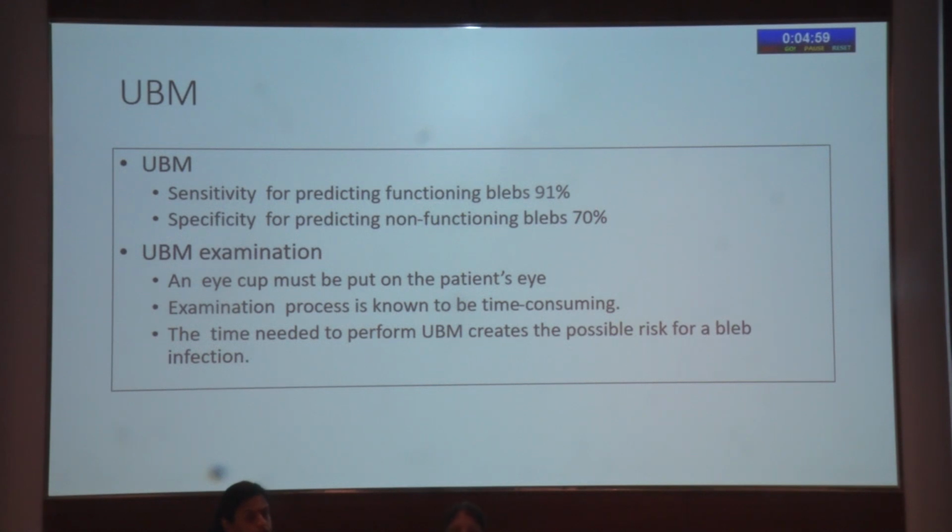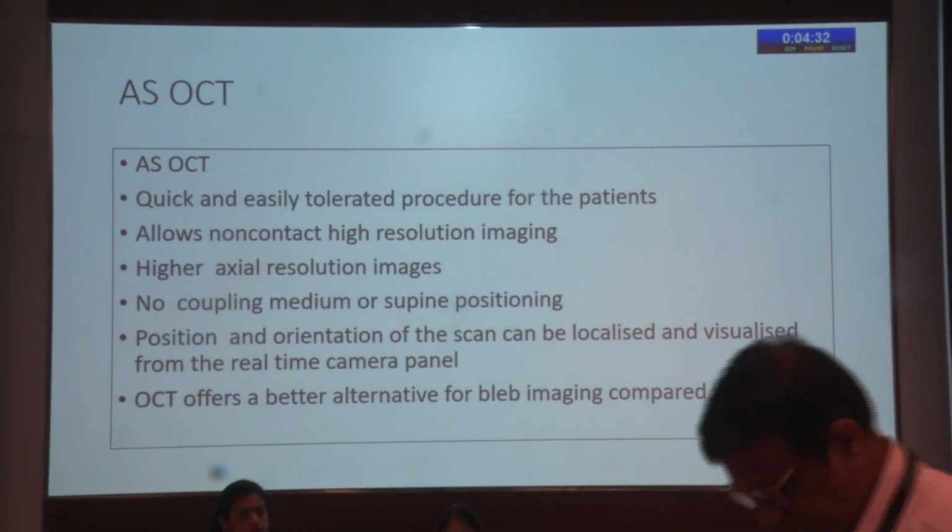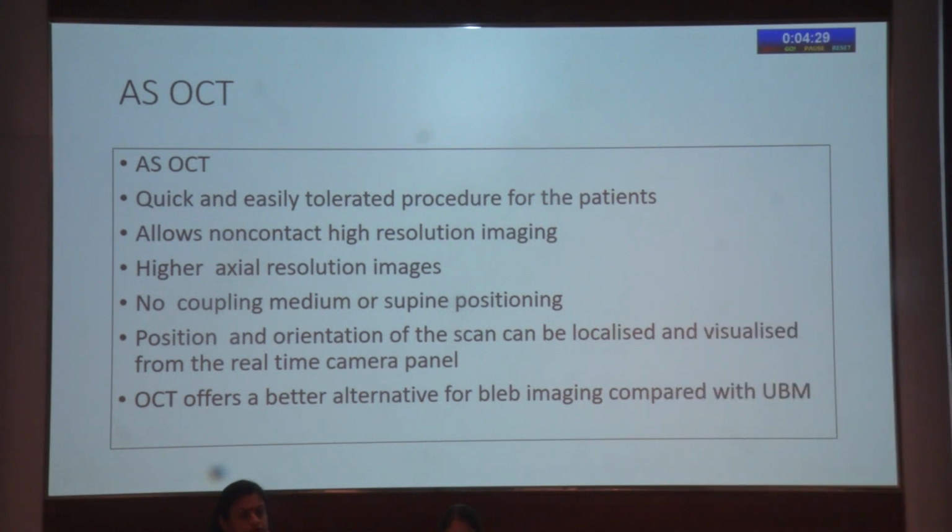UBM sensitivity is very high, 91%, and specificity is good. An eye cup is used on the patient's eye, but the process is time consuming, and in a patient who has recently undergone trabeculectomy it may not be useful because of the possible risk of bleb infection. ASOCT is a very new tool which can be used very clearly and comfortably for the patient. No coupling medium is used. Position and orientation of the scan can be localized and visualized, and it offers us a better alternative.